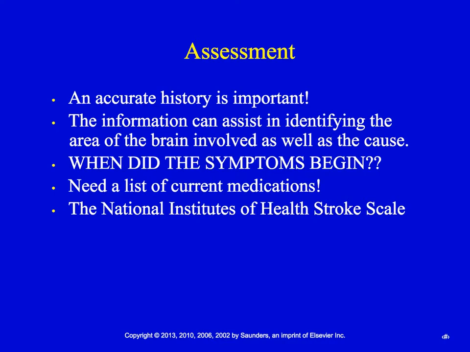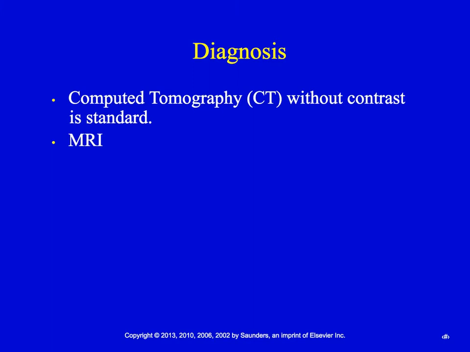And the other really, really huge piece of that is, when did the symptoms begin? Again, that's going to determine possible treatment for the patient. As I said before, the CT is what we're going to do first. We're going to go in without contrast first and check a CT, and that will rule out a bleed. That's what we want first. We want to rule out a bleed.